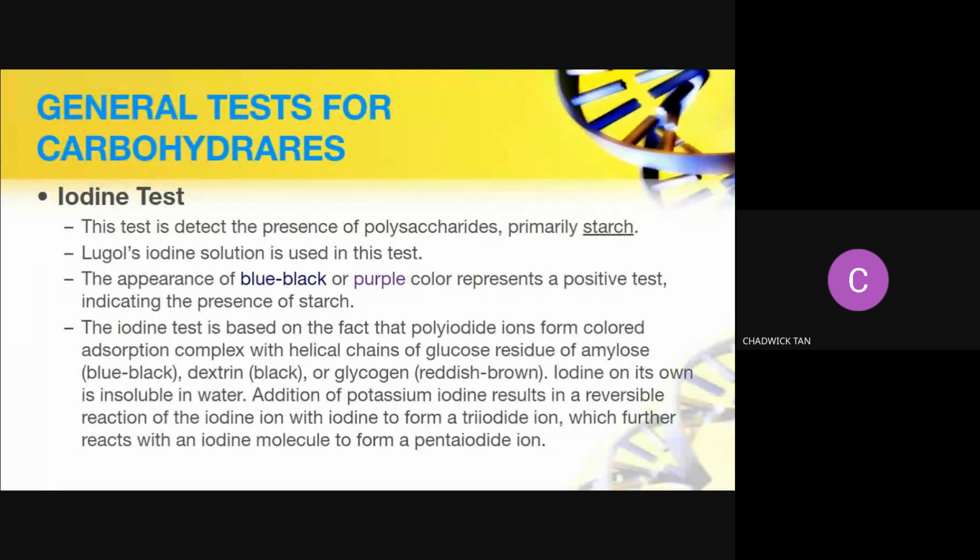So this is based on the fact that the helical chains of the glucose residue of amylose will form a complex with the polyiodide ions. Iodine on its own is insoluble in water, but if you add the potassium iodide, this will help in the solubility. So the color blue or purple or blue black will indicate the presence of starch.